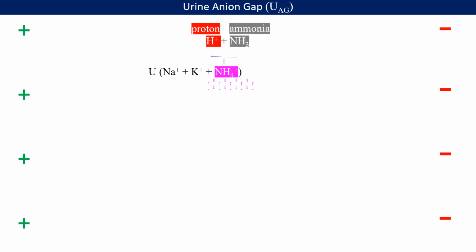What is a urine anion gap? Similar to blood, all positive charges are equal to all negative charges in the urine. The major cations in the urine include sodium, potassium, and ammonium, where ammonium is essentially an acid that is being piggybacked by ammonia. The major anions in the urine include chloride and bicarbonate. These two quantities are equal.